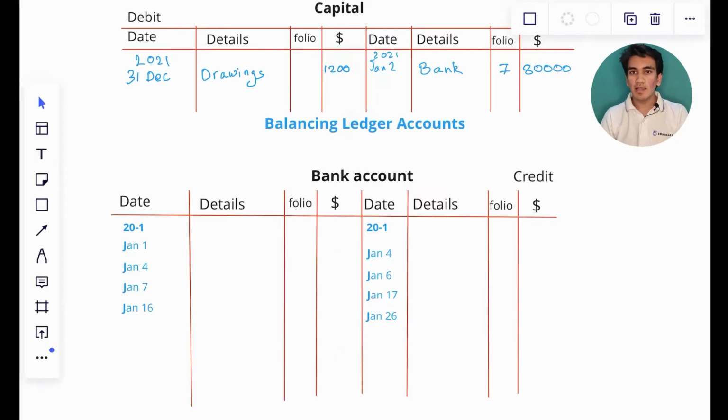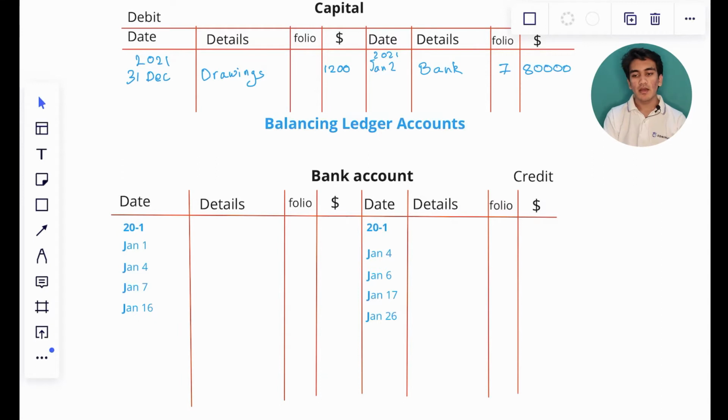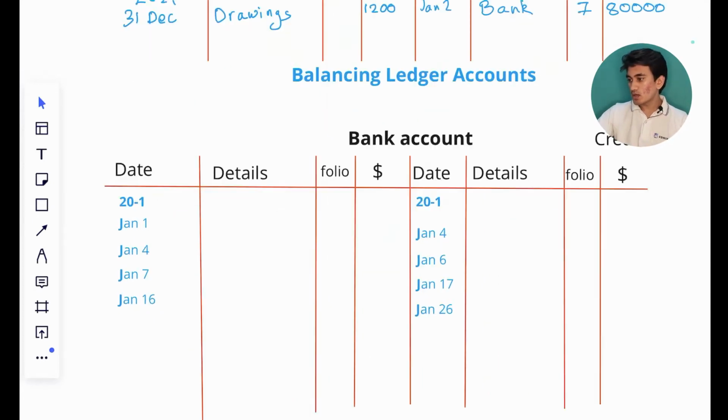Now let's look at balancing ledger accounts. So in balancing ledger accounts, what we'll do is we'll look at the two sides, debit side and credit side. We'll look at the difference between the two, and we'll add the difference to the side which has the lesser amount. Let's look at what I mean.